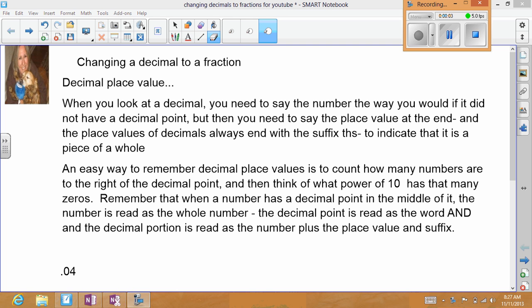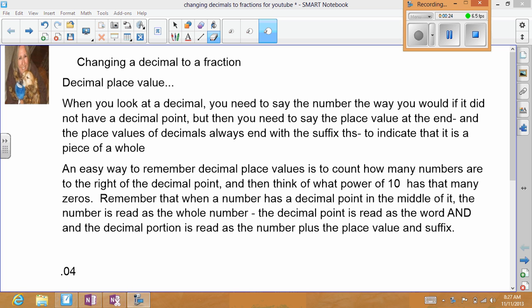Changing a decimal to a fraction. The first thing you have to be able to do when you're doing this process is to know your decimal place value. So when you look at a decimal, you need to say the number the way you would if it didn't have a decimal point, but then you need to say the place value at the end. And place values of decimals always end with the suffix THS to indicate that it's a part of a whole.